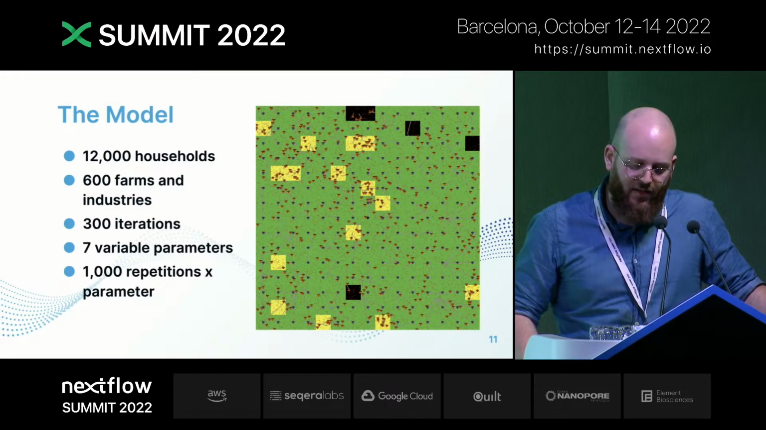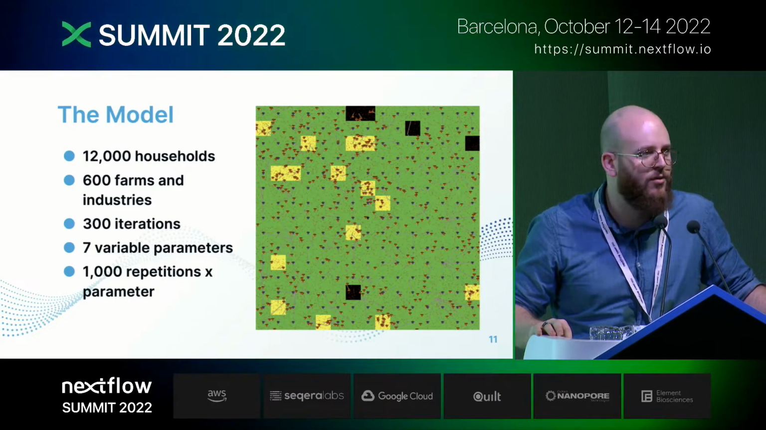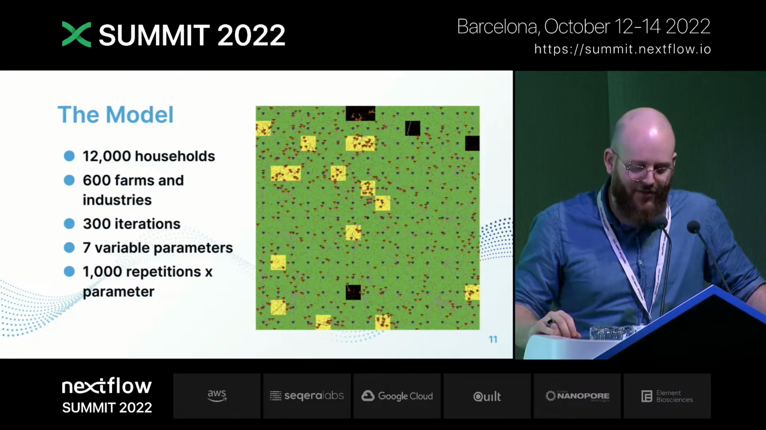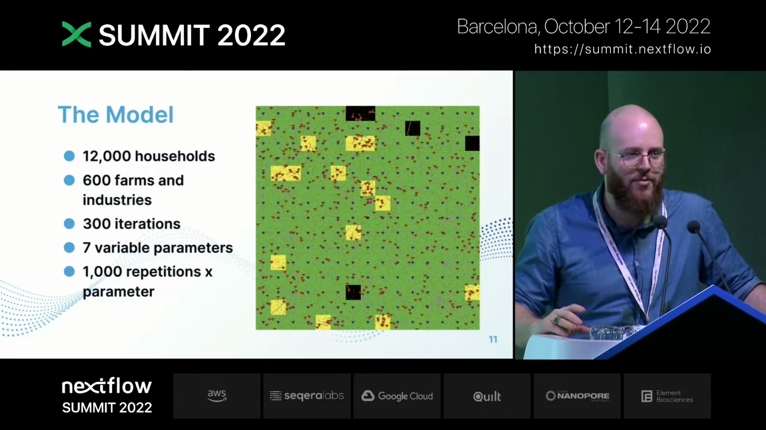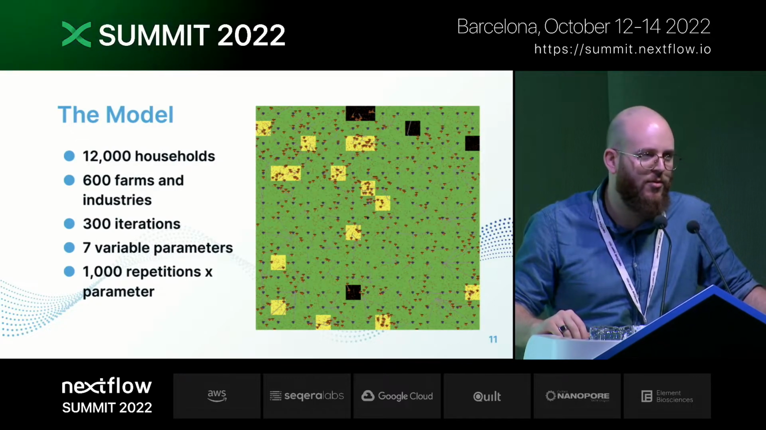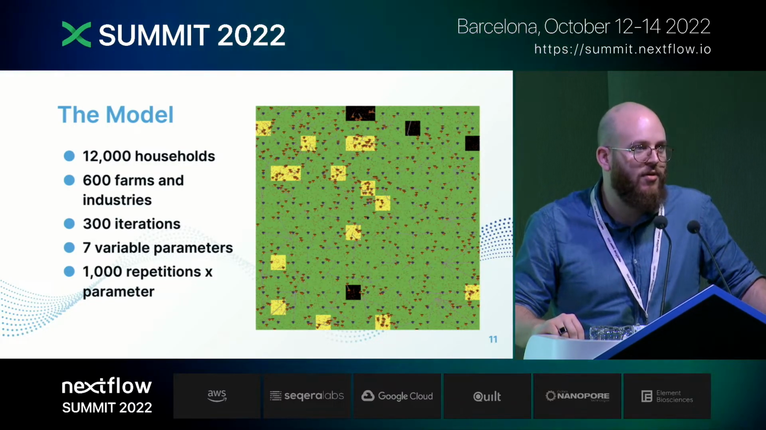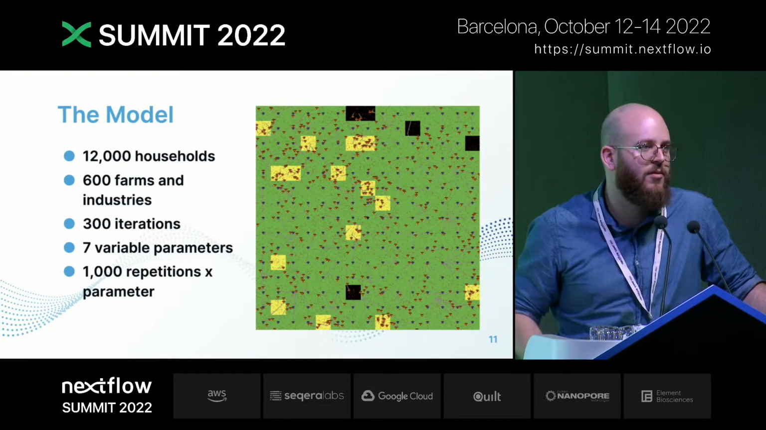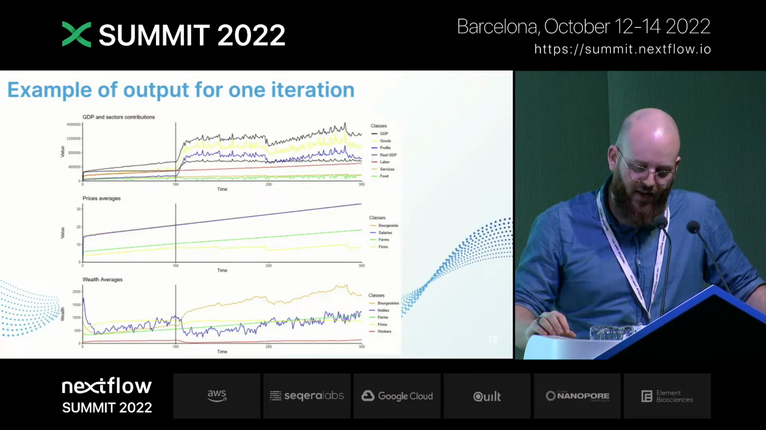So the model is somewhat complex. It can be similar to a SimCity if you look at it. You have households, you have farms and industries. The farms and industries hire workers and pay profits to households, and then you get a macroeconomy out of it. It runs for 300 iterations. We explore 7 different parameters of it, with 1,000 repetitions for each parameter. And this is what I get out of it.